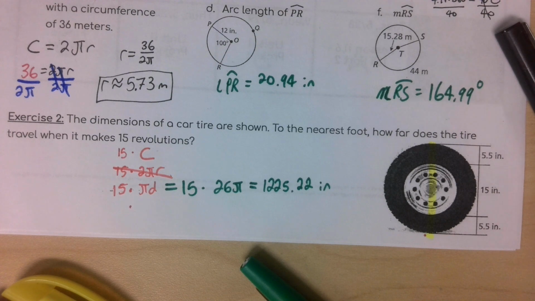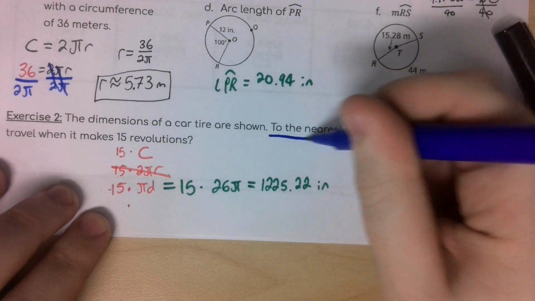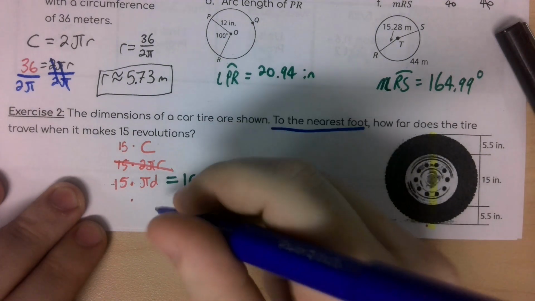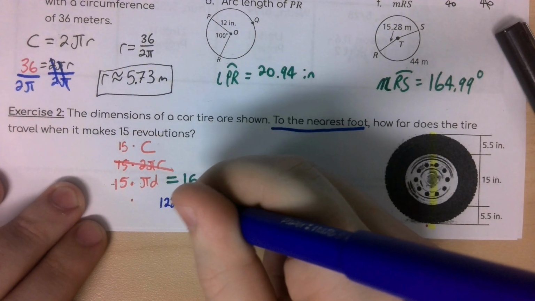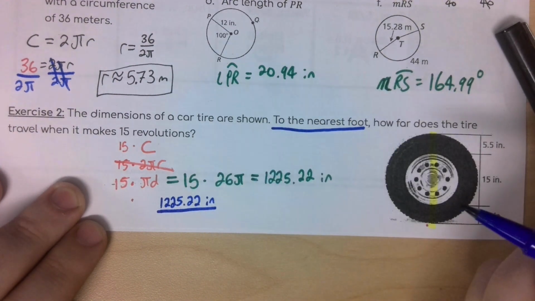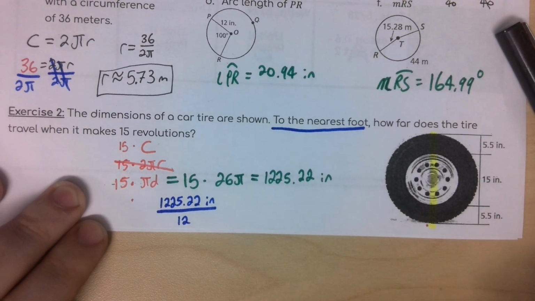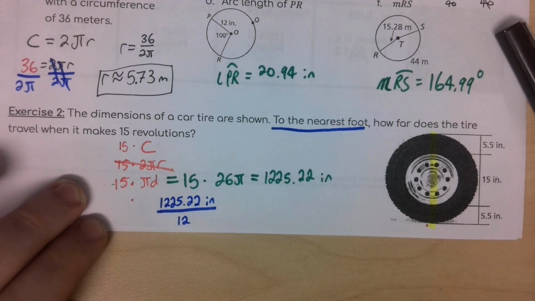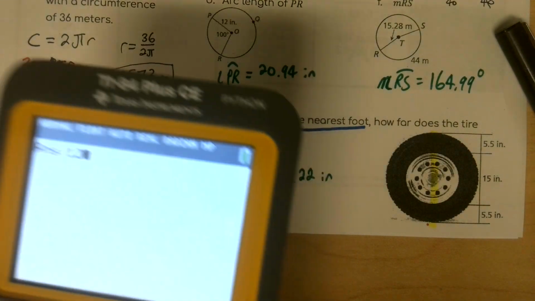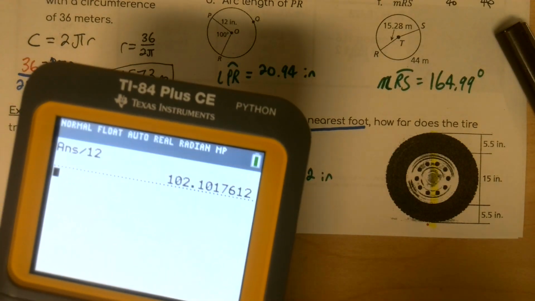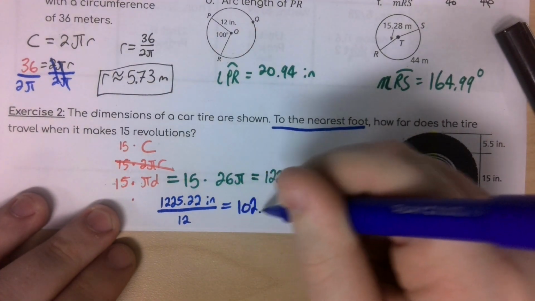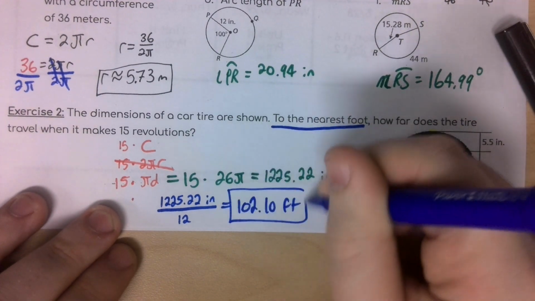There's just one problem here, which is we wanted to figure out the distance to the nearest foot. Not to worry, though. To convert something from inches to feet, we know that since there are 12 inches in a foot, you can just divide by 12. If we take our answer and divide by the 12 inches there are in a foot, we will get 102.10 feet. There we go.